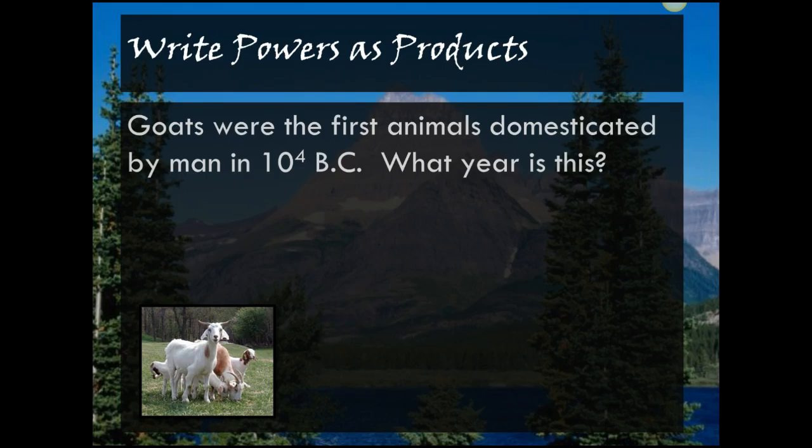Goats were the first animals domesticated by man in 10 to the fourth power BC. What year is this? In order to determine this, we're going to write the power as a product and find its value. We start with 10 to the fourth power, which is 10 multiplied by itself 4 times. 10 times 10 times 10 times 10. When we multiply this out, we find that it equals 10,000. So the year is 10,000 BC.